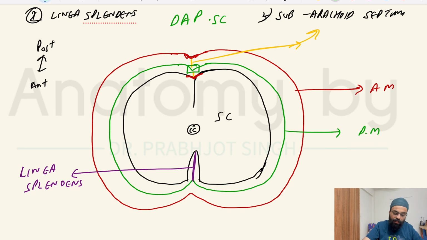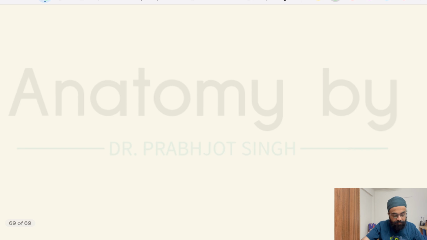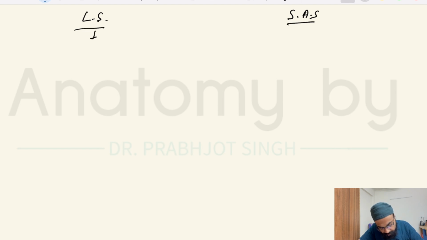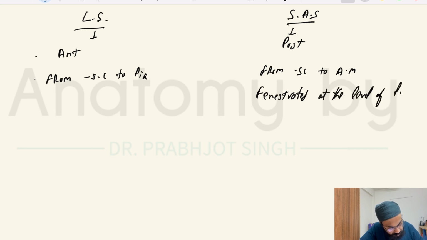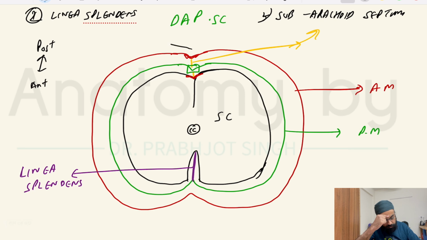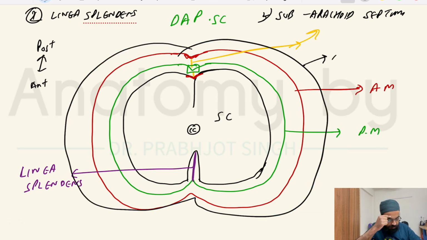of pia mater. We will write a little about linea splendens and subarachnoid septa. Linea splendens is present anteriorly, subarachnoid septa is present posteriorly. From spinal cord to pia, from spinal cord to arachnoid mater, but fenestrated at the level of pia. Because going from spinal cord to arachnoid, it obviously has to cross the pia. Because these are the coverings, and the outermost covering that you have over here is dura. So I hope that is clear.